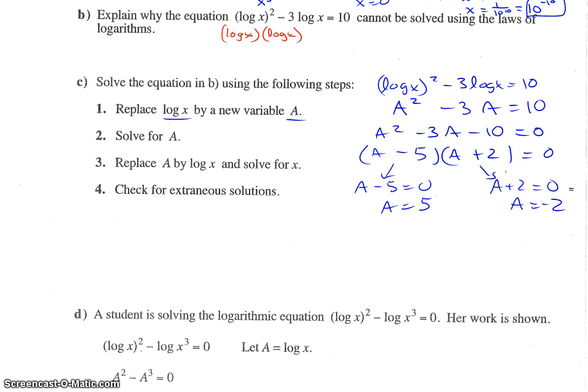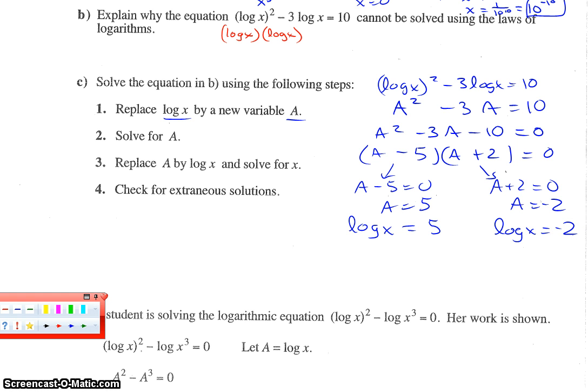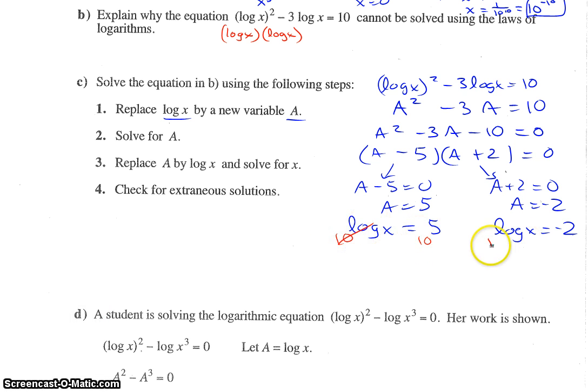And there we go. Oh, we're not done. There was no a in our original equation. So now what we do is we replace a back again with log x. So log x equals each one of those. And now we have two new equations to solve. Yippee! So we get rid of the log by going 10 to the power under both of these. Okay, and so that means our answers are going to be x equals 10 to the 5th, and x equals 10 to the negative 2.